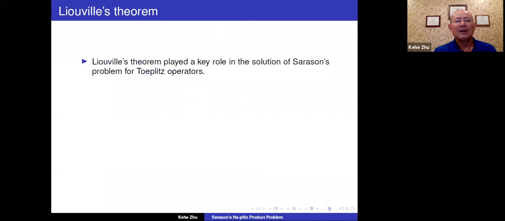All right. As I mentioned earlier, when you do complex analysis on the plane, there's the classical Liouville's theorem. That is sufficient when you study Sarason's original problem for the Fock space. But if you want to do this for the Hankel product and the mixed product, then you need a vector version of Liouville's theorem, which I state like this.